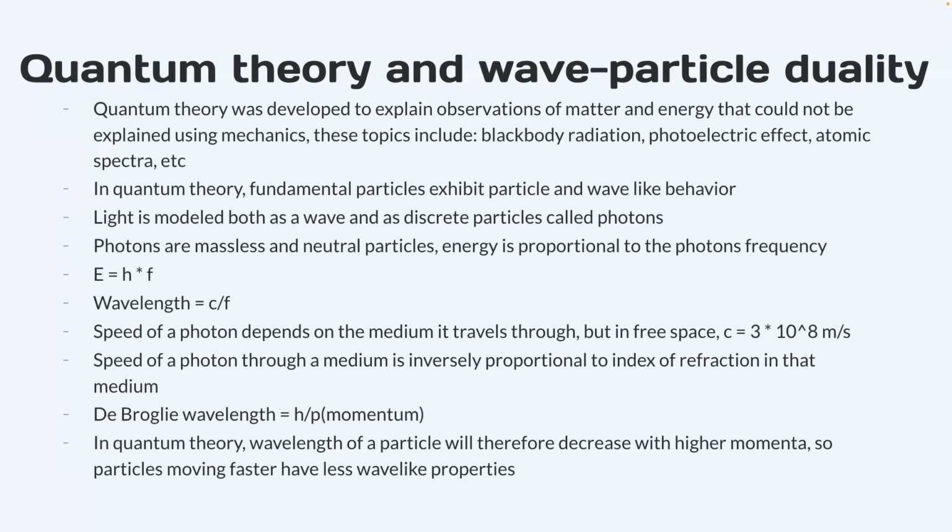The de Broglie wavelength is equal to h over p, where p is the momentum. So in quantum theory, the wavelength of a particle will decrease with higher momenta. Particles moving faster have less wave-like properties. This is a very important topic that you need to understand.